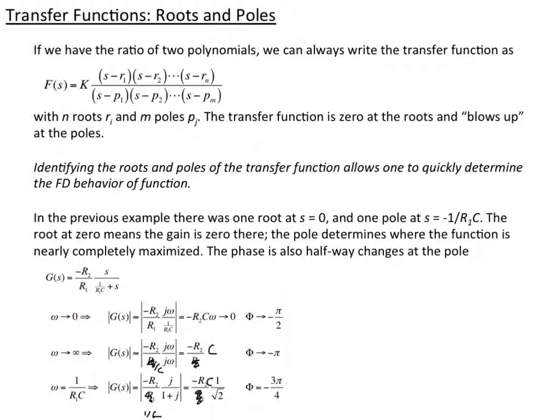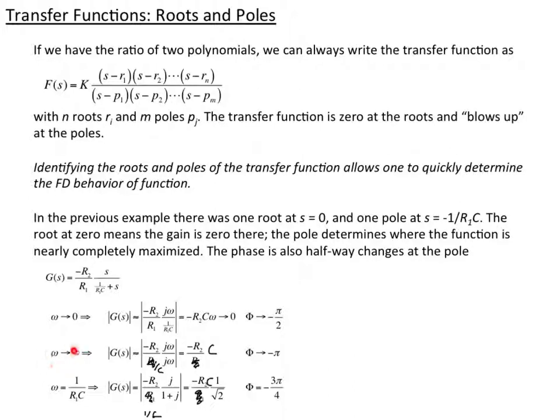When omega is very small, s is small and the 1 over R1C dominates. So if we pull that out, the R1s go away, C comes up in the denominator, and we're still left with the omega here. If we take the magnitude of this, the j doesn't matter, and we get something that goes to 0 as omega itself goes to 0. And then when we look at the phase, we see there's a minus sign and a j, which is minus 90 degrees, or minus pi over 2.